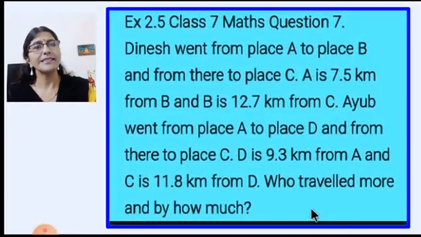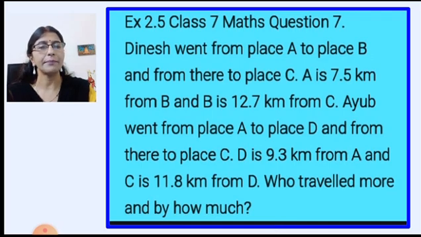Now next is the word problem, question number 7 of the same exercise 2.5. I will read the question. Dinesh went from place A to place B, from there to place C. A is 7.5 km from B and B is 12.7 km from C. And then Ayub went from place A to place D and from there to place C. D is 9.3 km from A and C is 11.8 km from D. Now the question is who travelled more and by how much?